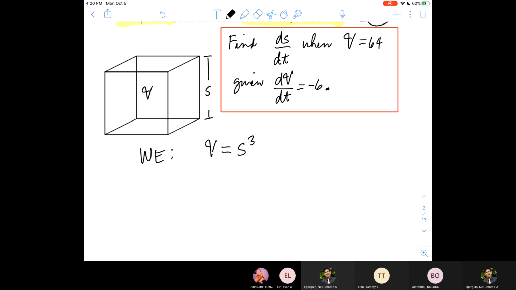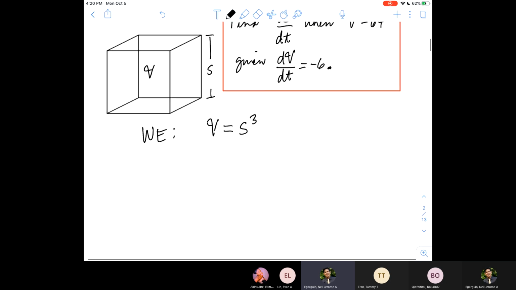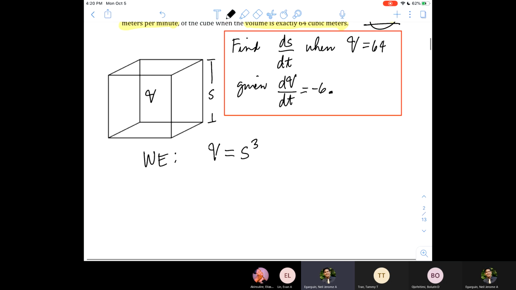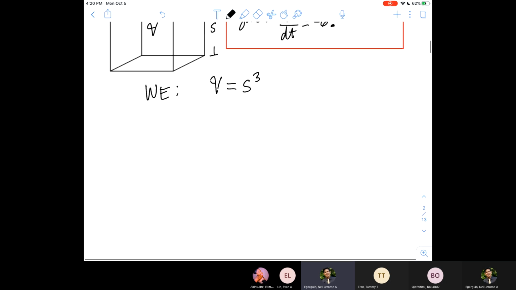Now we perform the mathematical operation, step number 4 in Polya's heuristic. In this case, that is implicit differentiation. We differentiate with respect to time because all of the information we got from the problem are derivatives with respect to time. So we get dv over dt equals, this is something cubed, its derivative is 3 times something squared times the derivative of the something with respect to time. All good?